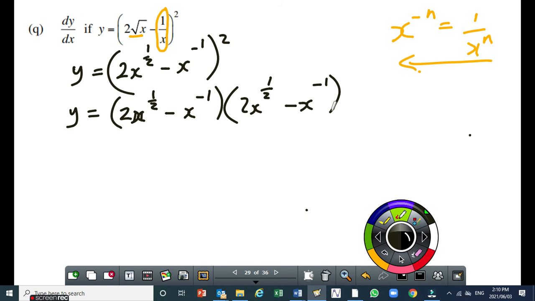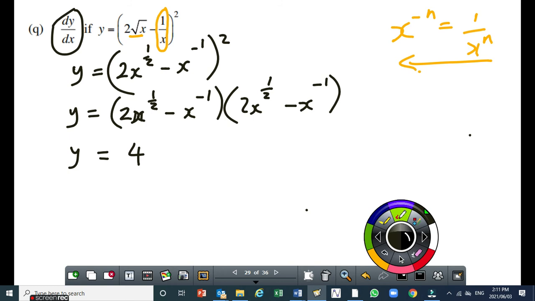So 2x to the power of a half. 2 times 2 will give you a 4. I am not finding the derivative yet. This dy dx, that's the derivative. So I can't write dy over dx because this is not the derivative. It's still y. I'm simplifying it.